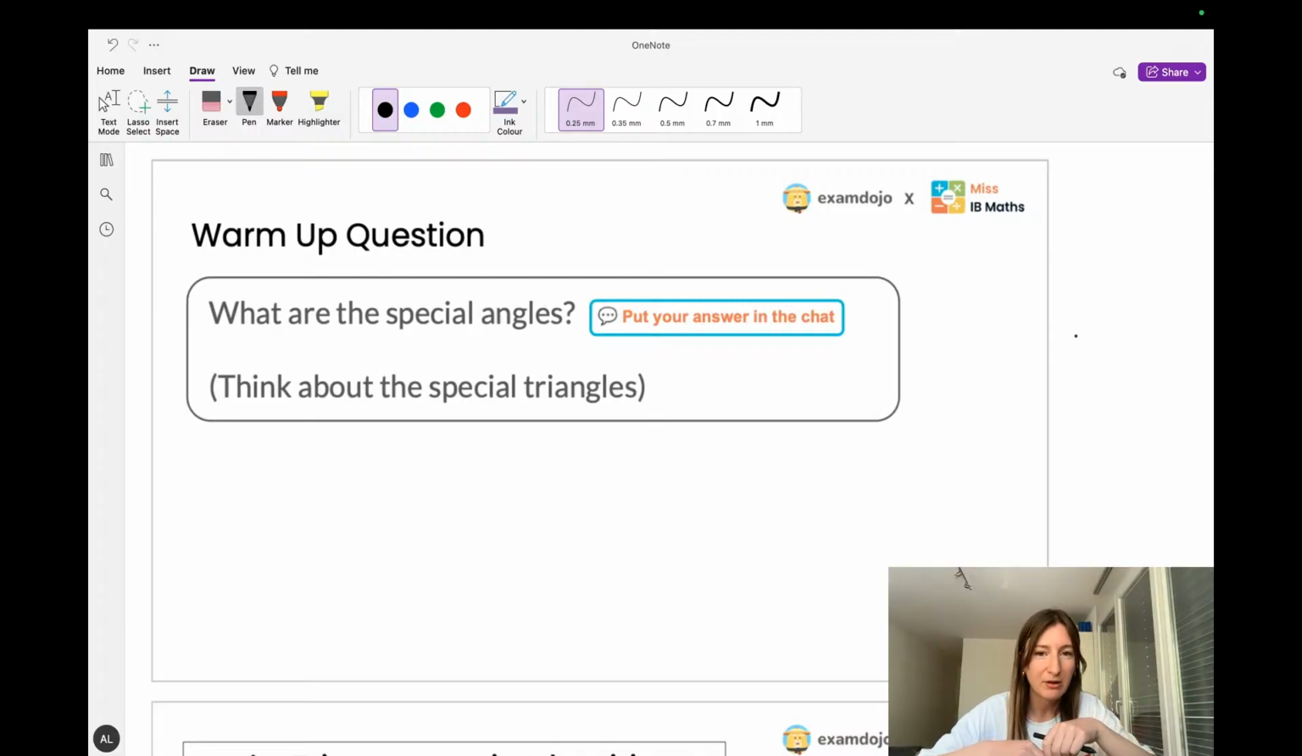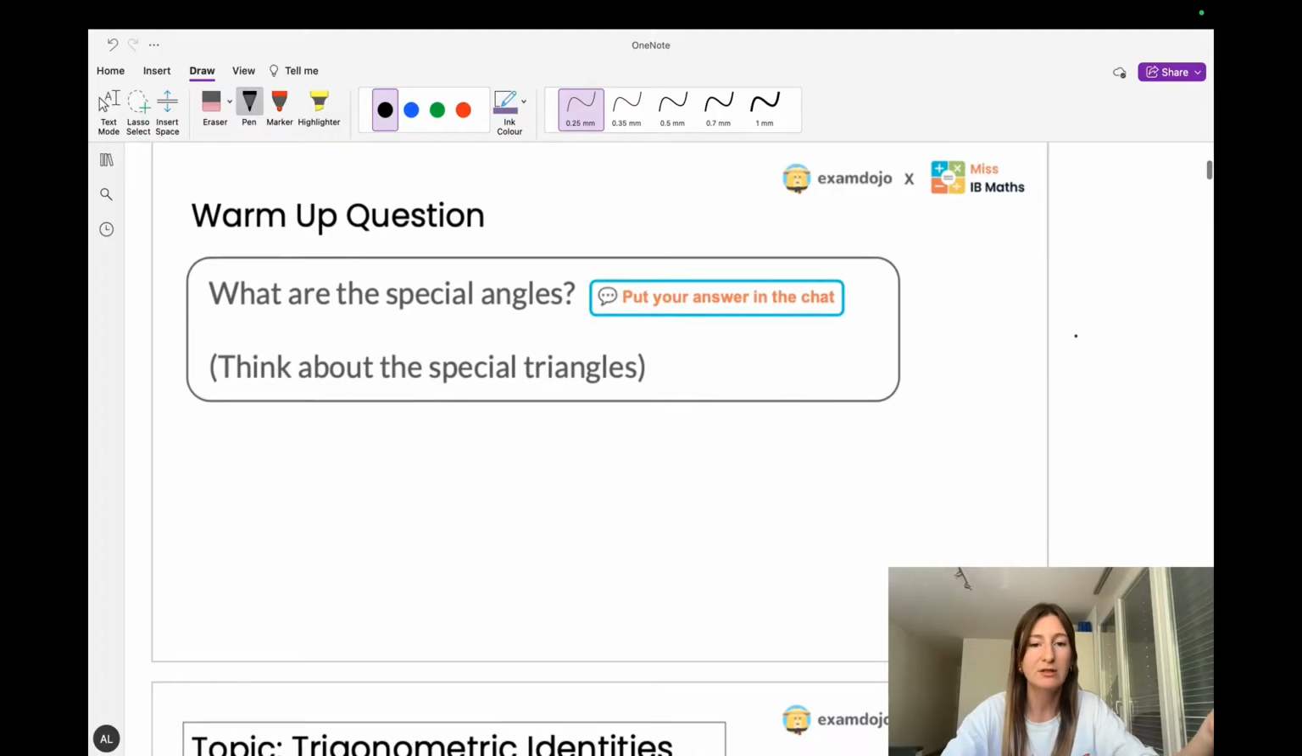Please put in what you know. And if you're not sure, I'll show you my method. I like the triangles. I think they're the easiest to remember. But if you want to look at different methods, just search up how to remember special angles, and there'll be a million different ways you can do it. Yes, thank you. 30, 45, 60, and 90.